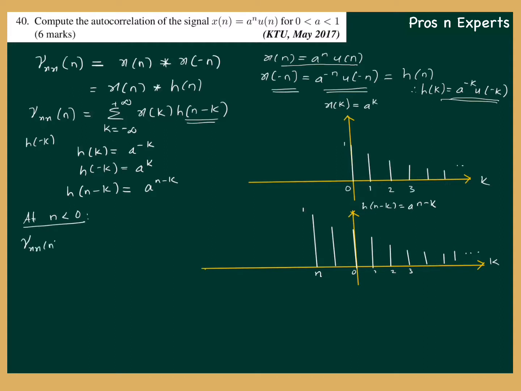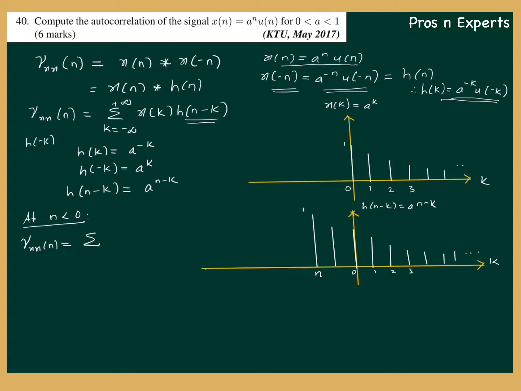So at n less than 0, gamma xx of n will be equal to sigma. What is the limit of the sigma? The limit of the sigma is the duration where the product of these two signals becomes non-zero. Definitely it is from 0 to infinity. Both these signals are infinite duration signals, so the limit of the summation will be from 0 to infinity.